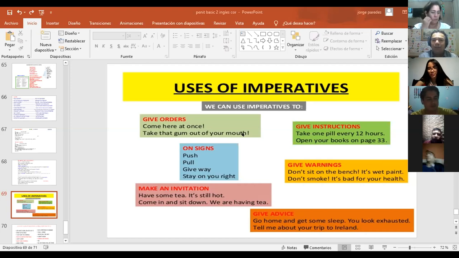If we are in a restaurant, si estamos en un restaurante, don't smoke. Don't smoke, all right? Private area, okay? Like that, don't smoke. Si estamos en un hospital, igual, don't smoke. Don't make noise, no hagan ruido. Don't make noise, all right? Y continuamos. All right, si estamos en una clínica, okay? Una clínica, take a seat, tome asiento. Take a seat, all right?